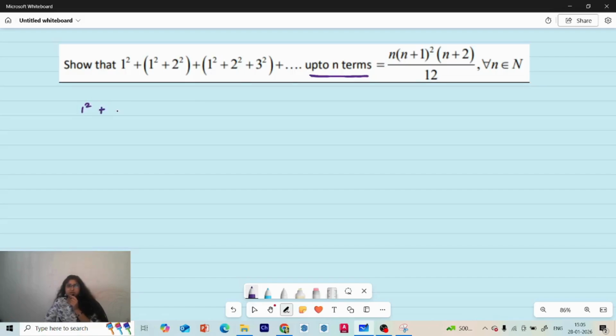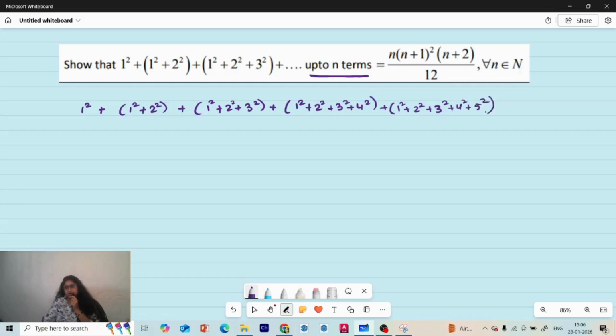It is 1 square plus 2 square plus 3 square. What will be the fourth term? 1 square plus 2 square plus 3 square plus 4 square. Fifth term ante 1 square plus 2 square plus 3 square plus 4 square plus 5 square kada, and so on. Now you get the hang of it.